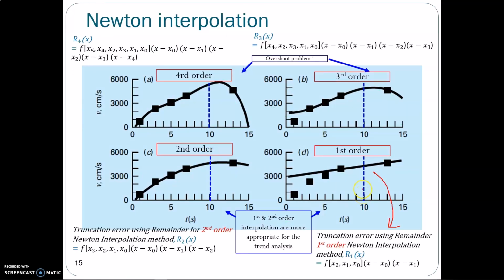Besides that, we can also predict the truncation error for the Newton interpolation method by using the remainder here. R1 is the remainder for the first order, R2 is the remainder for the second order, R3 is for third, R4 is for fourth order Newton interpolation method. If you find the remainder at the second order here to be lowest at x equal to 10 here, compared to the other remainders that you compute, then we say this order gives the best accuracy and we will choose this for further analysis.